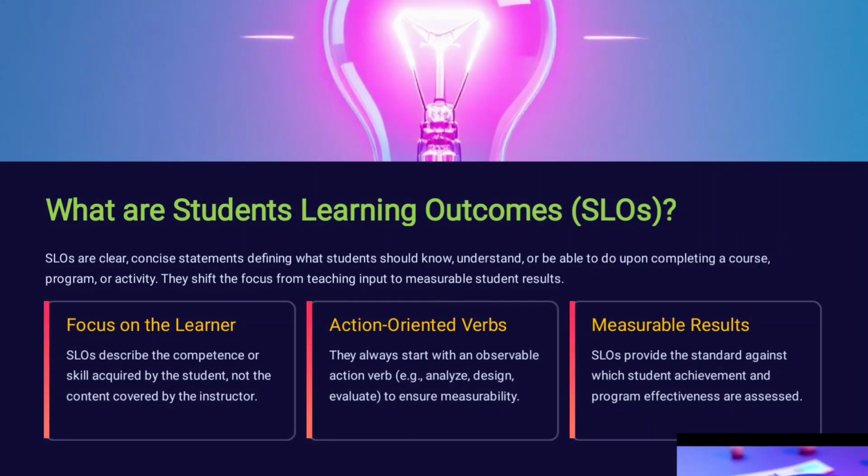What are student learning outcomes? Student learning outcomes are clear, concise statements defining what students should know, understand, and be able to do upon completing a lesson, a course, a program, or an activity. They shift the focus from teaching input to measurable student results.